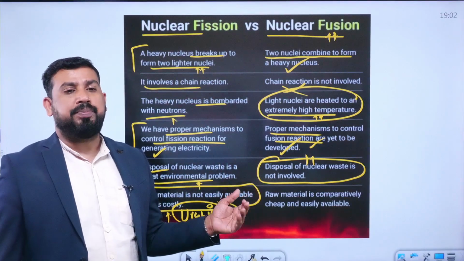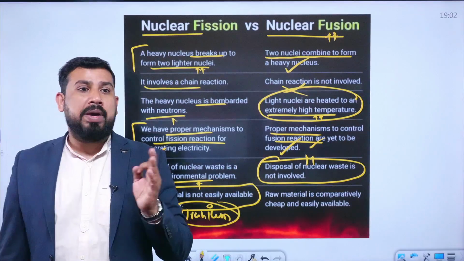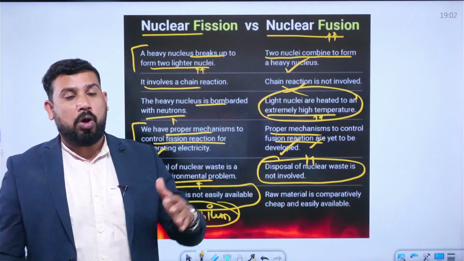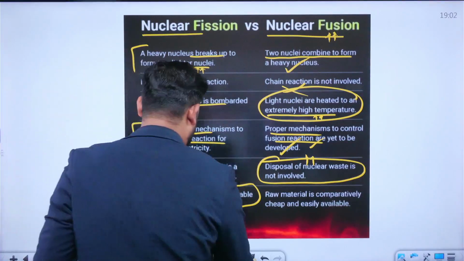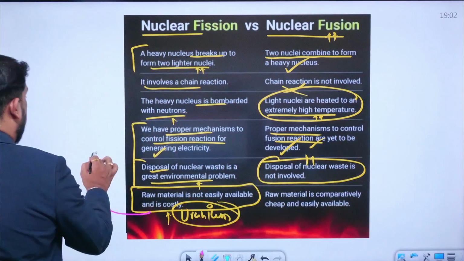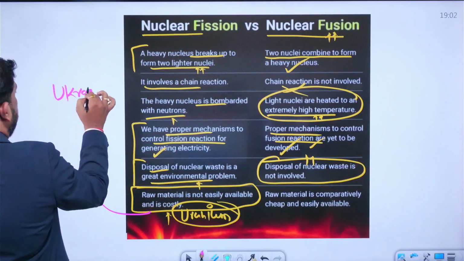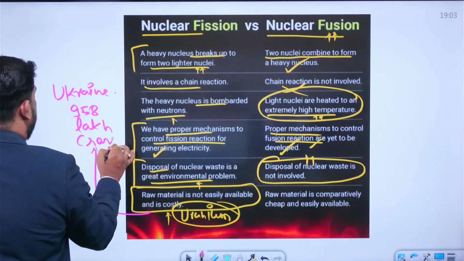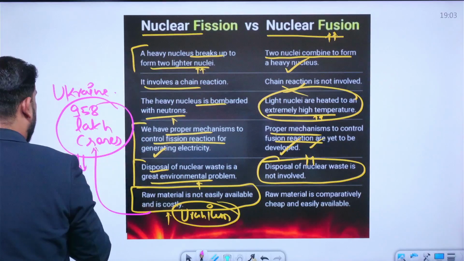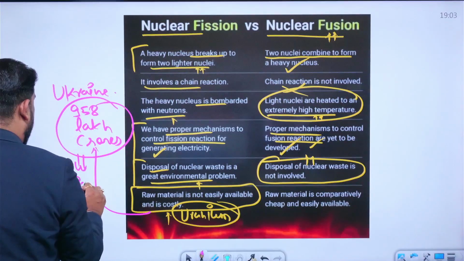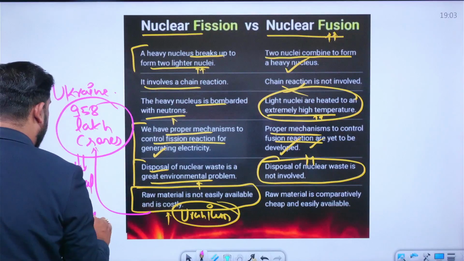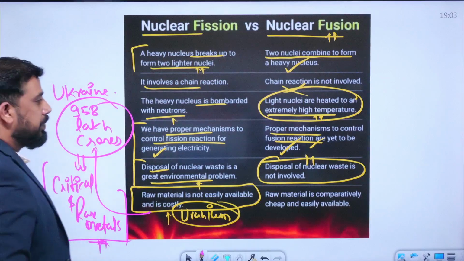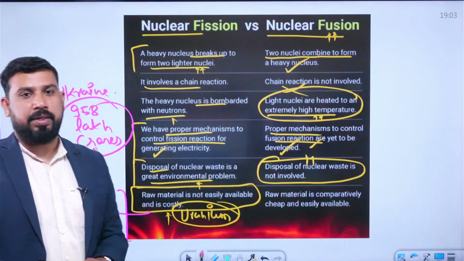So right now America is very much interested in Ukraine due to this. They have a lot of resources, and you will be a little surprised to know that Ukraine has 958 lakh crores of those critical and rare metals, which are very crucial for the US economy. That's why the US is so interested in Ukraine.